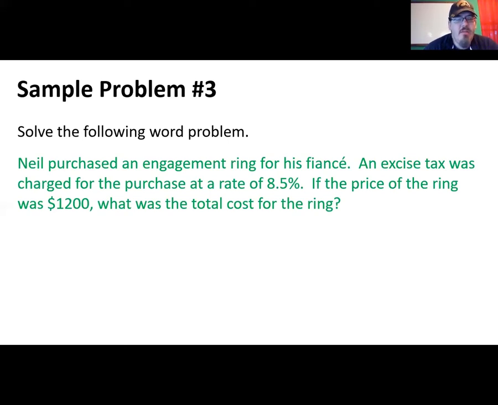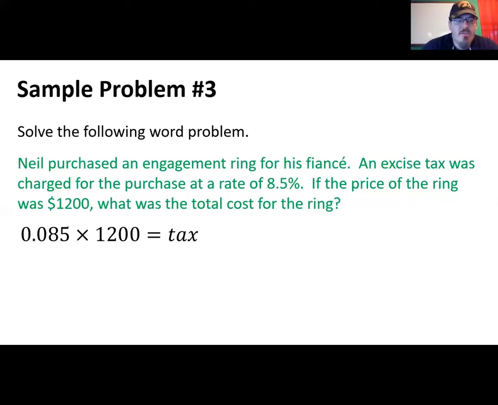And so the excise tax rate on that purchase is 8.5%. And the original price of the ring was $1,200. So we want to figure out what the total cost is for the ring. So just like what we did in the previous examples, we're going to take the percent times the amount to figure out what the tax is that's going to be added on. So be careful when you convert percents into decimal numbers. We always move the decimal point exactly 2 spaces.